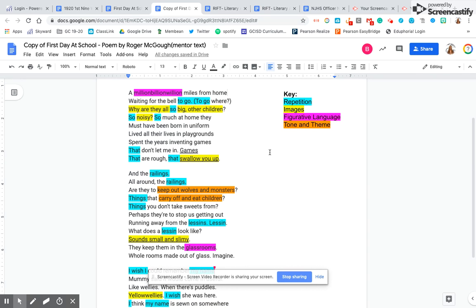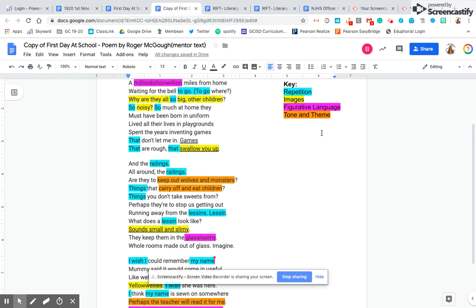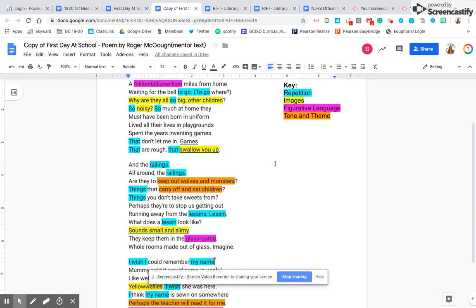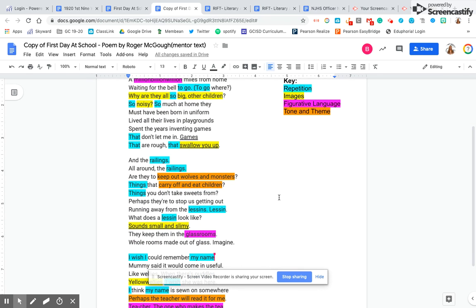Exactly. And now we're going to move on to our tone and theme. Now, for this step, I would encourage you maybe to just start by looking for your tone words. So after you've read the stanza, what is the author's tone? We kind of found that it was fearful, nervous.